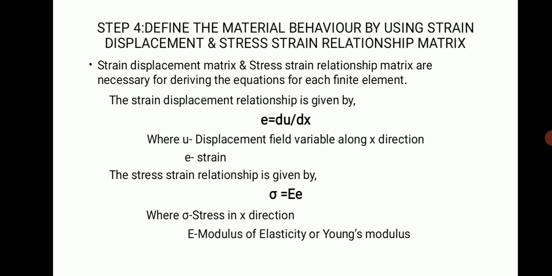Step 4 is to define the material behavior by using strain displacement and stress strain relationship matrix. Strain displacement and stress strain relationships are necessary for deriving the equations for each finite element. In case of one-dimensional deformation, the strain displacement relationship is given as e is equal to du by dx, where u is the displacement field variable along x direction, and small e is the strain.